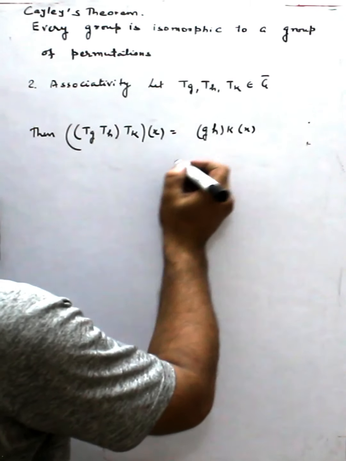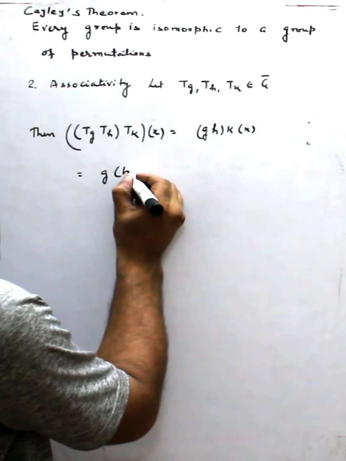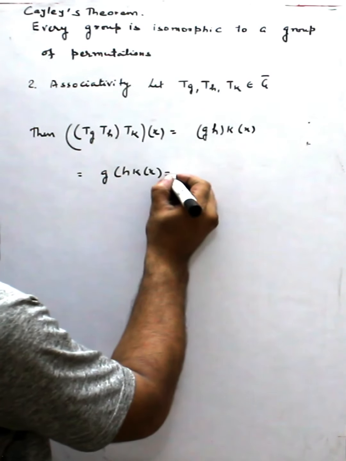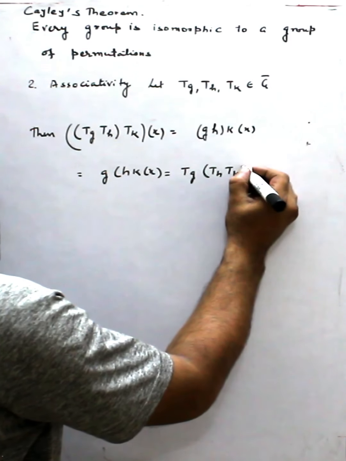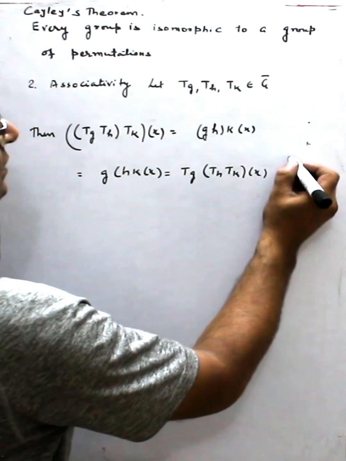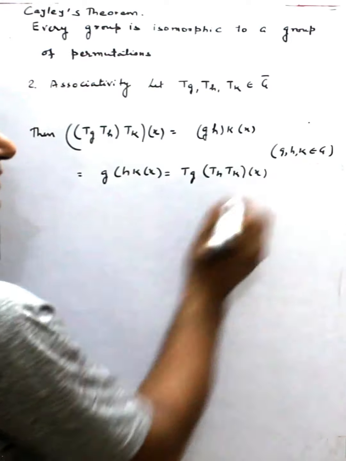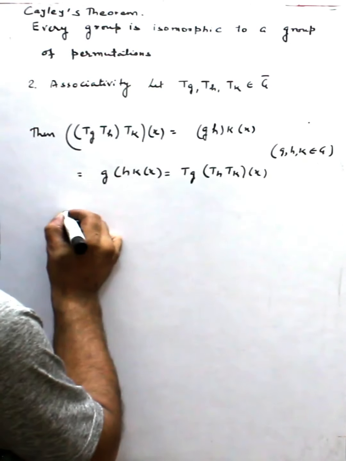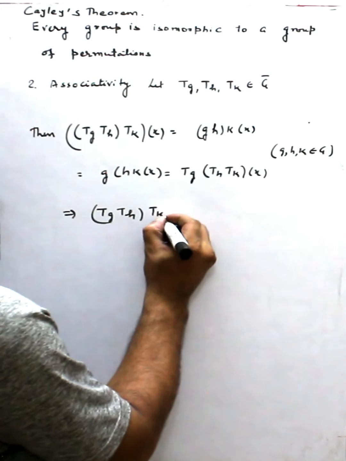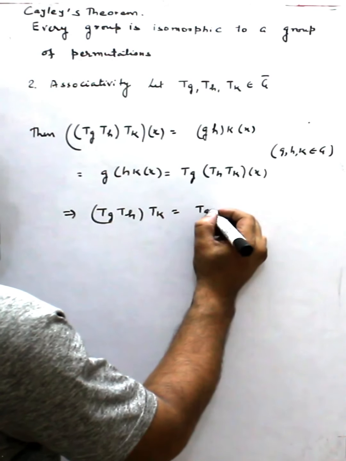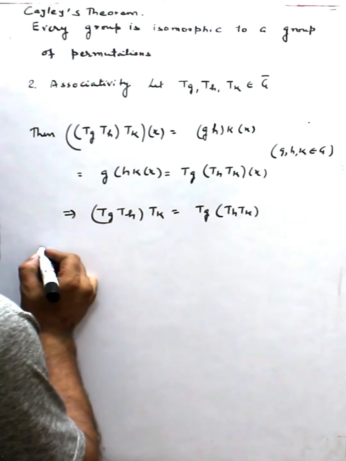Because g h k are elements of G and G is a group, they are associative. So this I can write as Tg Th Tk x. This means we have shown that (Tg Th) Tk is equal to Tg (Th Tk). So associativity holds.